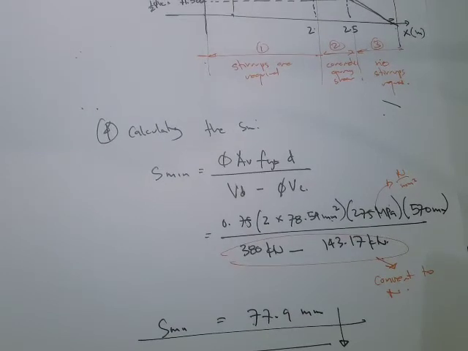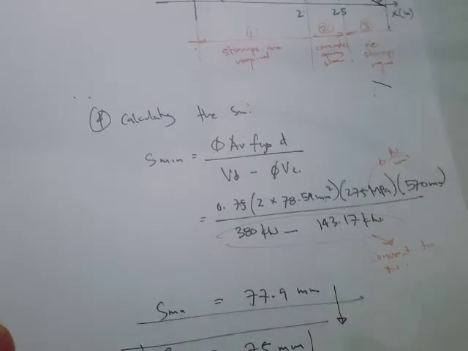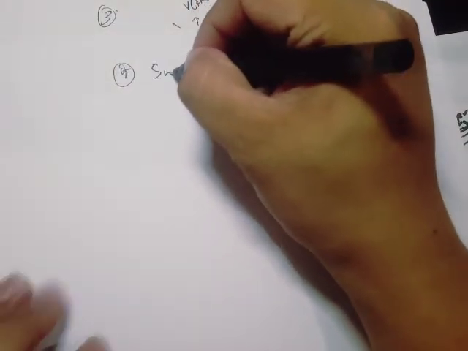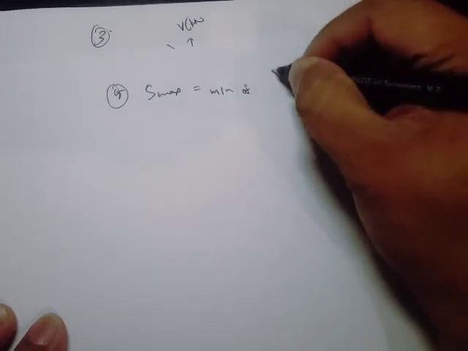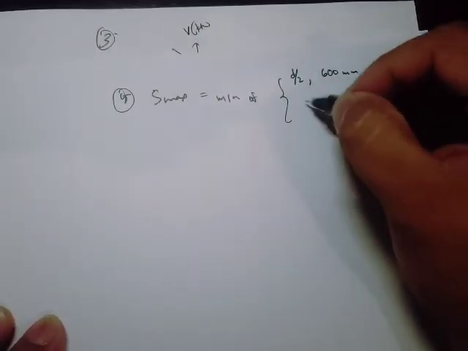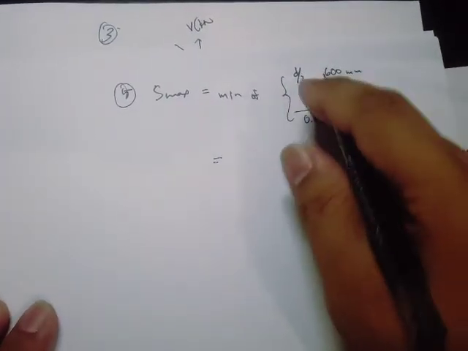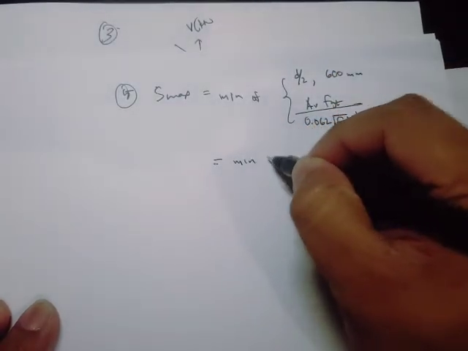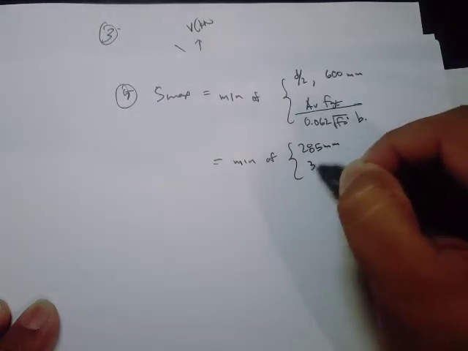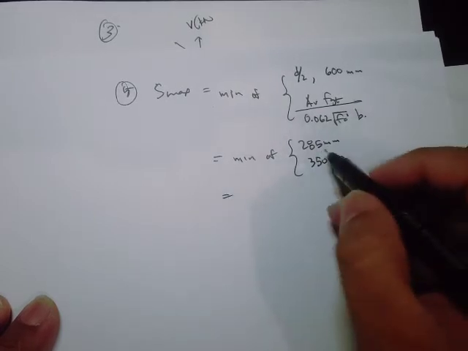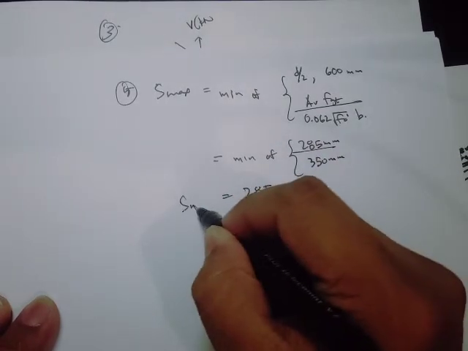Now since we have this S min, we can solve for the maximum spacing. So step 5: S max is the minimum of either d over 2 or 600 mm, or another criterion, which is Av fyt over 0.062 square root of fc prime times b. If you substitute all the values, you get a minimum of either 285 mm or 350 mm, which means that we have 285 mm as our maximum spacing.